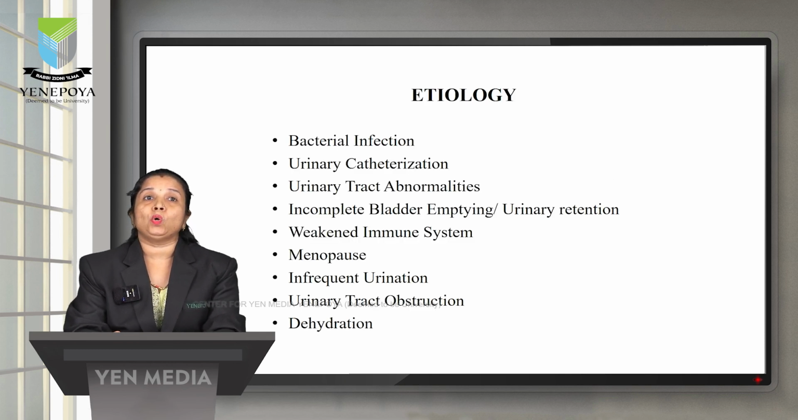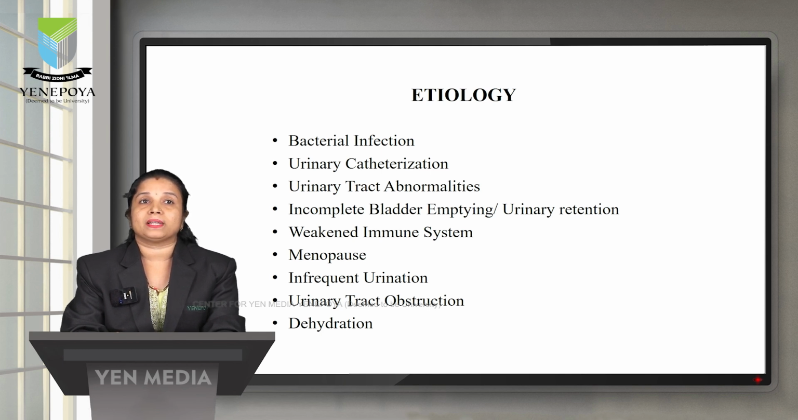Next, moving to the etiological factors. The first causative factor is bacterial infection. The bacterium responsible for causing a urinary tract infection is E. coli. The second factor is urinary catheterization. What will happen during catheterization? The bacteria may enter into the urethra and may cause the infection.